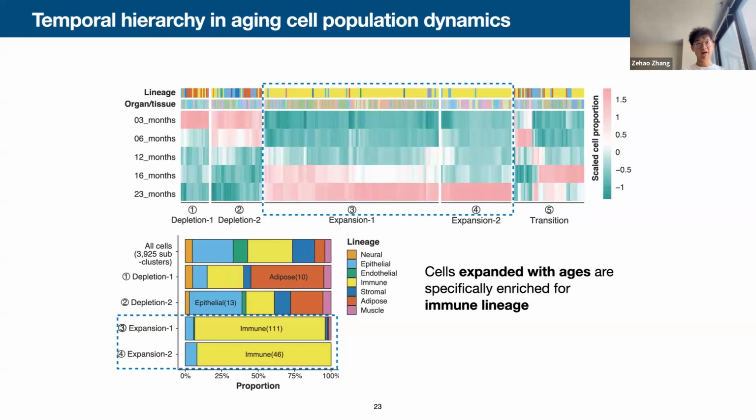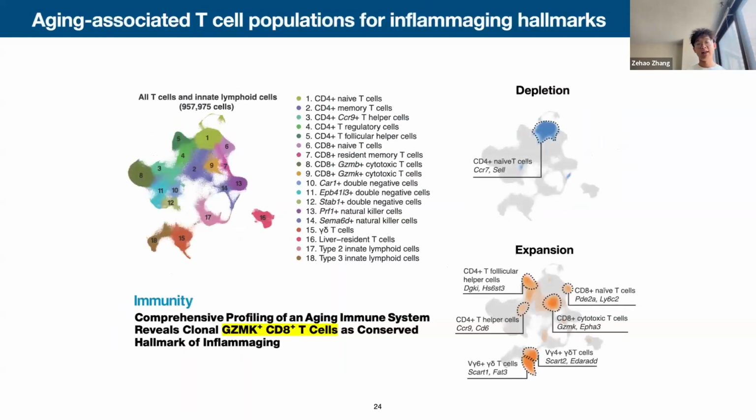Leveraging the power of PanSci, we have a very big dataset with minimal batch effect, so we can extract all the immune cells from different organs and annotate the different subtypes of immune cells. Here I'm showing you T cells that we extracted from different organs, and we identify about 18 different subtypes of T cells. Once we do the differential abundance test, we identify this CD4 positive naive T cell that is specifically depleted in aging.